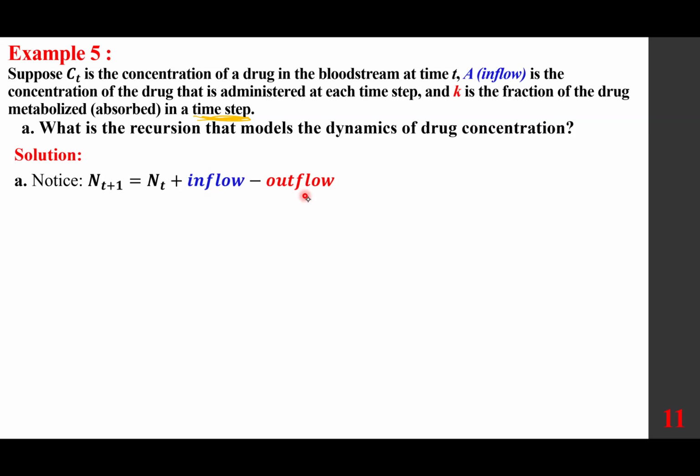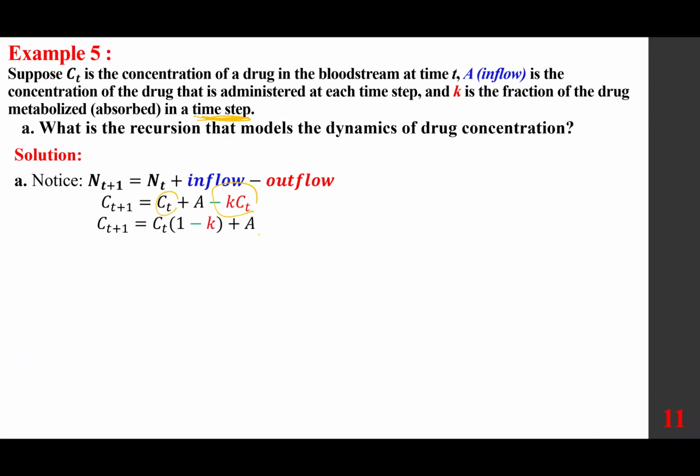Now, let's do it symbolically with math. First of all, instead of n, I'm going to go with c because it's c sub t here. So c sub t plus 1 is c sub t plus inflow, A, minus outflow. Now, remember, what is the outflow? The fraction that is absorbed, K times N sub t. In this case, K times C sub t. Again, I want to make sure we understand it when we do it in the next part. If we combine these two, everybody, it becomes 1 minus K times C sub t.